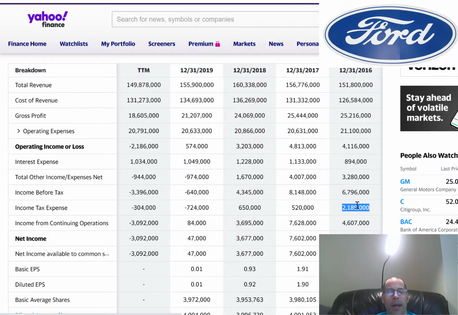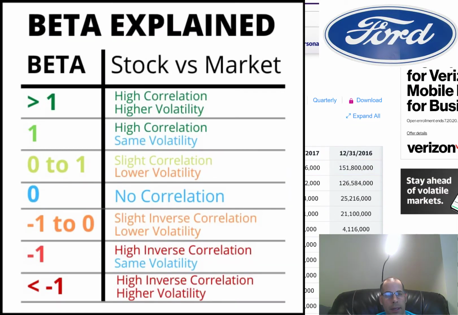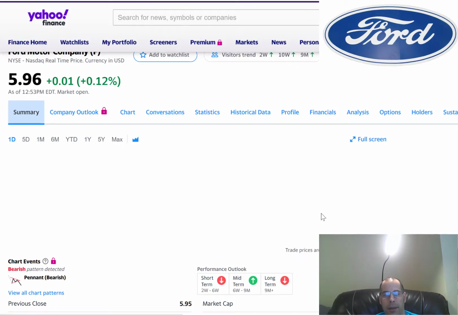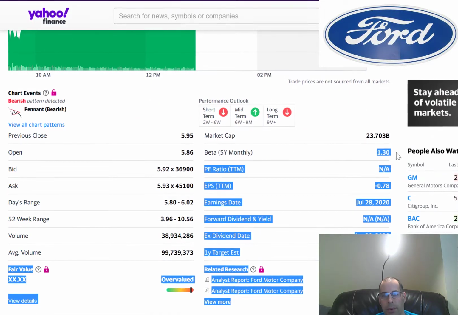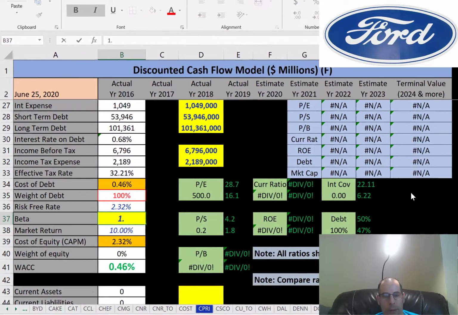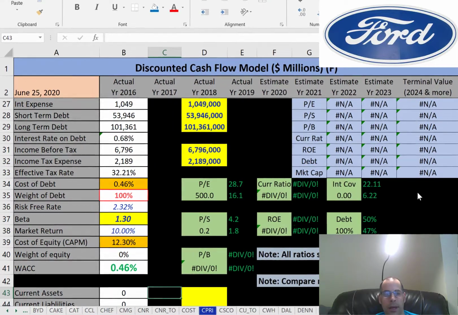Next we need the beta, that's the volatility of the stock. It shows you how volatile the stock is compared to the rest of the market. And that's 1.3 right here. So it moves a little more than the market does, so it's not too volatile.